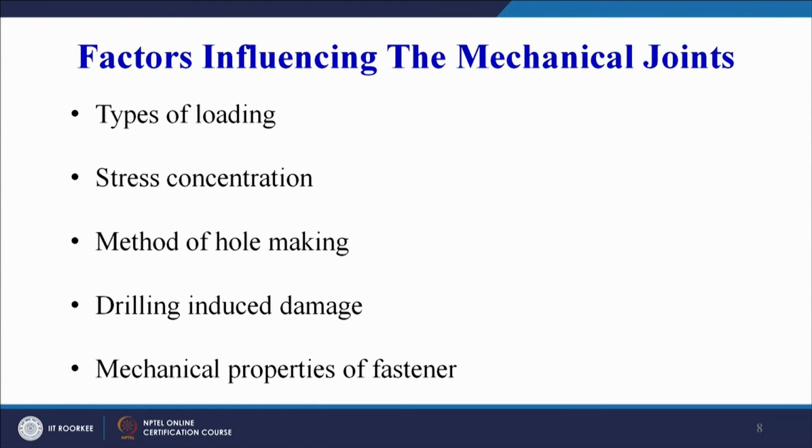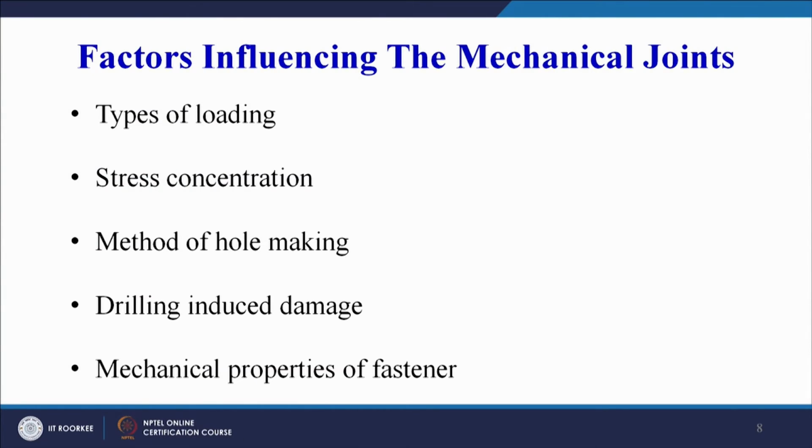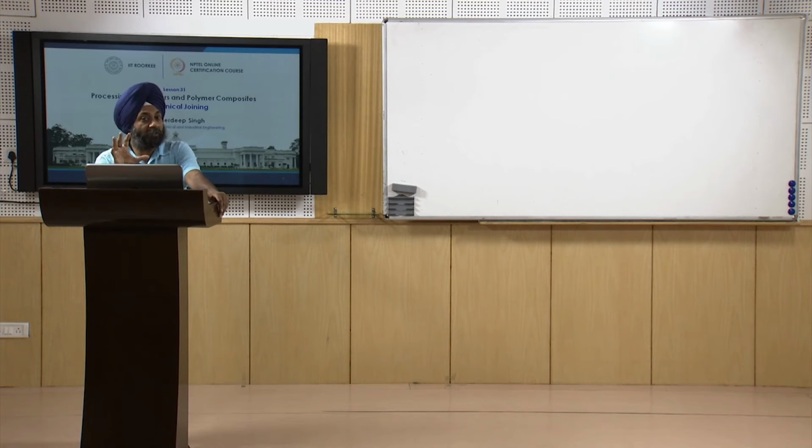Second is the stress concentration. When you have cutouts, when you have holes in composite parts, it will lead to stress concentration in that area, and this stress concentration will definitely affect the performance of the joint. So first is type of loading, second is stress concentration, third is the method of hole making. As I have told you in today's session, it needs drilling of holes. Drilling of holes is one important point, but we should try to understand the need of hole making in composite parts, because a mechanically fastened joint will definitely require holes, and the method of hole making will also influence the performance of the joint.